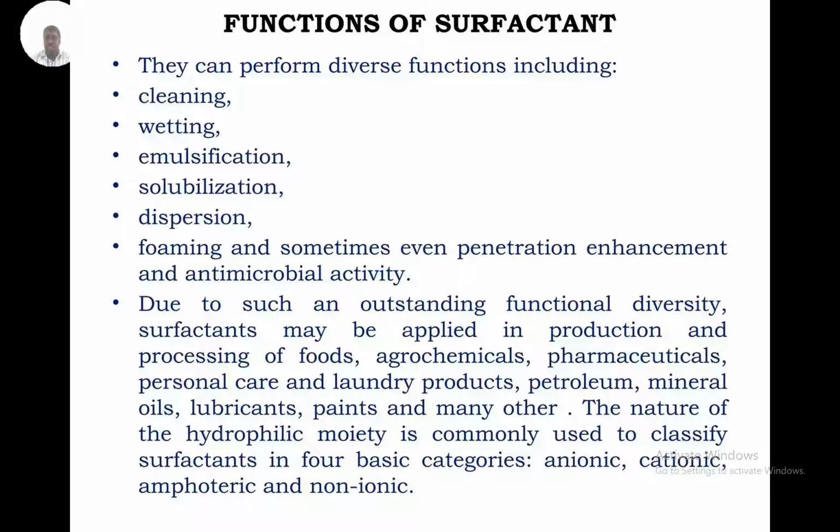Due to certain outstanding functional diversity, surfactants may be applied in the production and processing of food, agrochemicals, pharmaceuticals, personal care, petroleum, mineral oils, lubricants, paints, and many others. The nature of the hydrophilic moiety is commonly used to classify surfactants into four basic categories: anionic surfactants, cationic surfactants, amphoteric surfactants, and non-ionic surfactants.